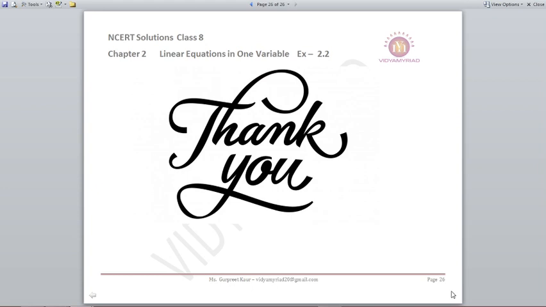That's all for exercise 2.2, children. I hope you must have understood the linear equations in one variable. This was very easy. Please write the steps accordingly, whatever is given in the questions. Like I have made the diagrams for you to understand it better. You can also make it in a rough side so that you are able to form the equations properly.